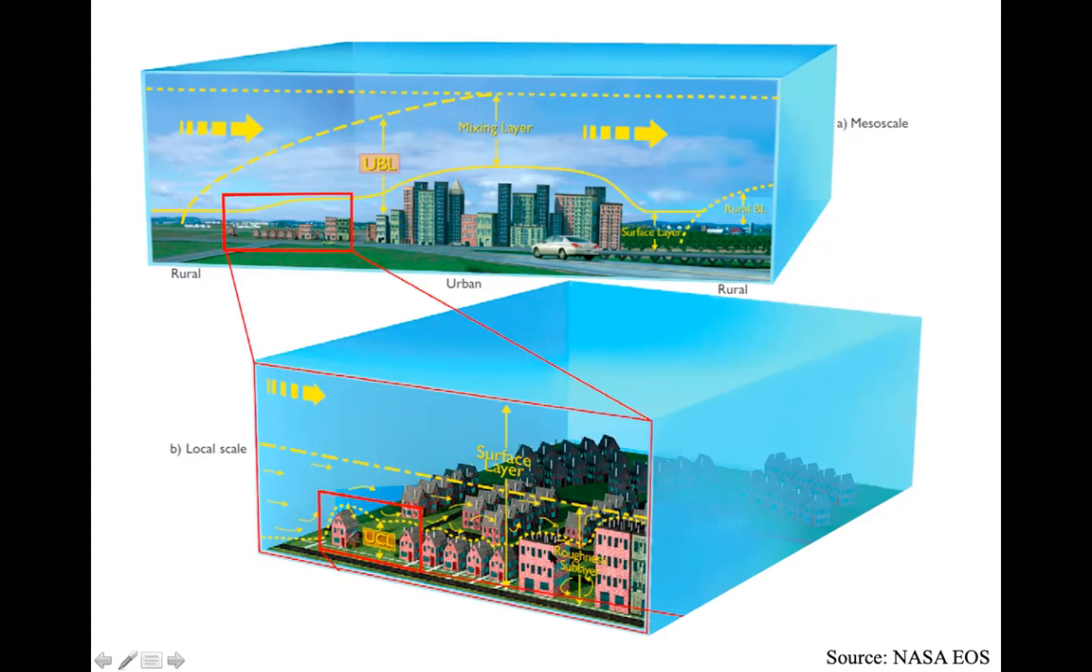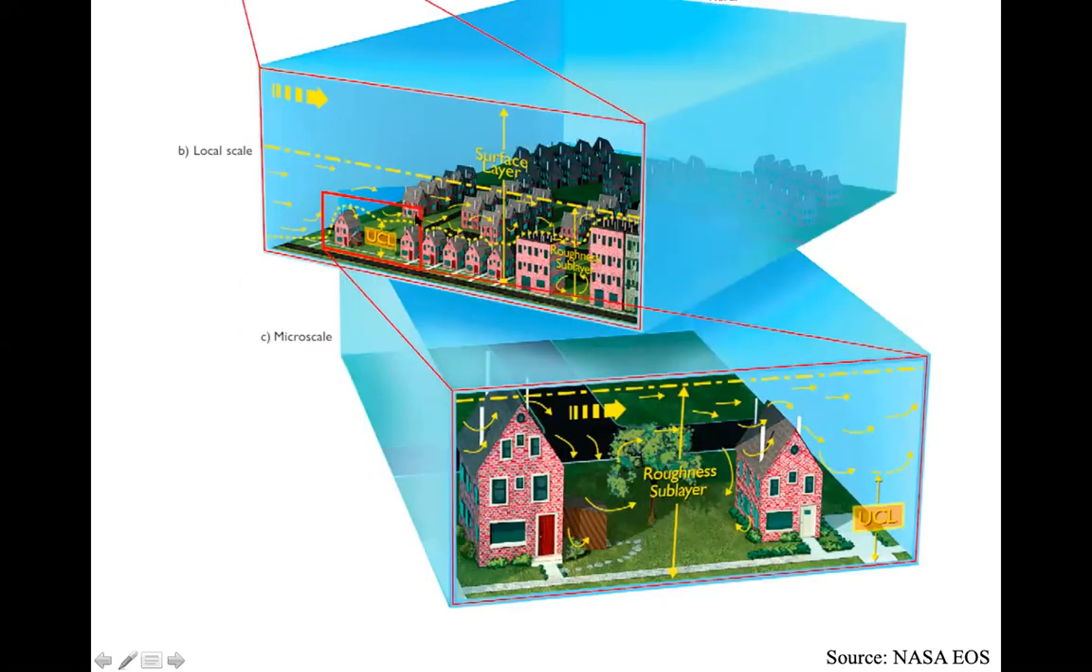The buildings are still probably parameterized, but you might have internal boundary layers that develop in different parts of the city at intermediate resolutions. And then you might zoom in even further to the microscale, where you're looking at individual buildings and flow around each individual building, looking at eddies in the lee of the buildings, and really very fine resolution, maybe 1 or 2 kilometer resolution.